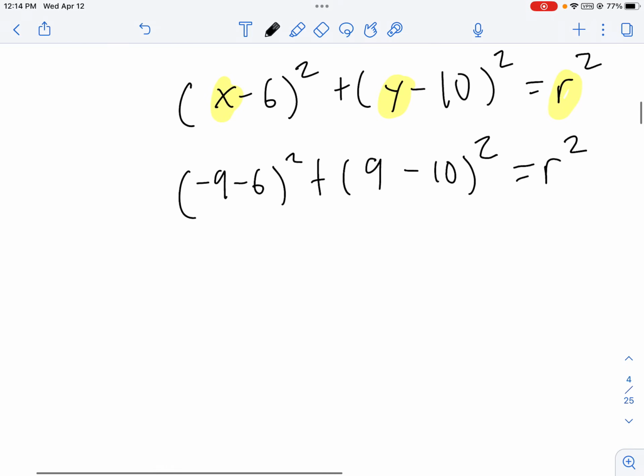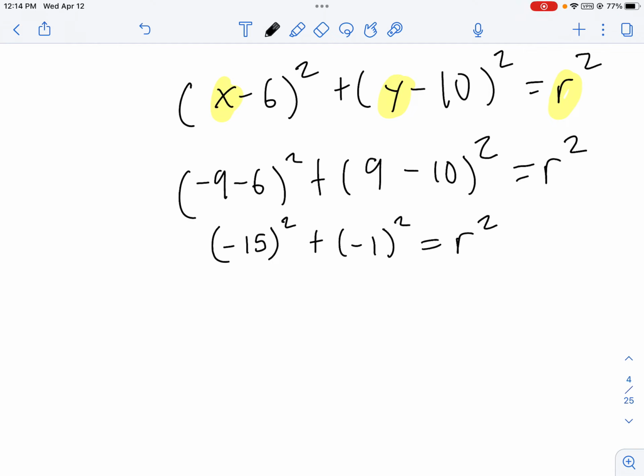So this is now order of operations, where it's -9 minus 6, which is -15, squared, plus 9 minus 10, which is -1, squared, equals r². And now we just do those squares. So 15² is 225. The reason I say 15² is that when you have (-15)², that's -15 times -15, which is positive 225. And then plus (-1)², which is 1, equals r². 225 plus 1 is 226.